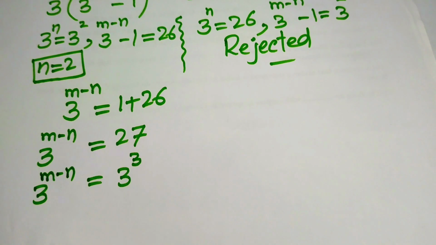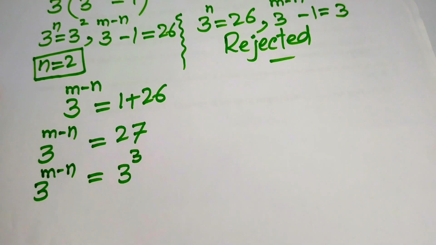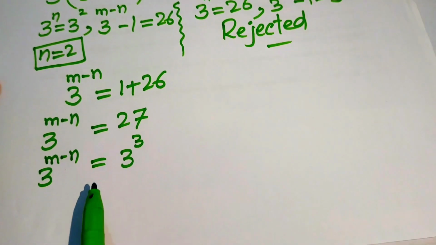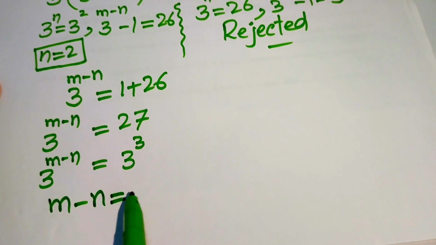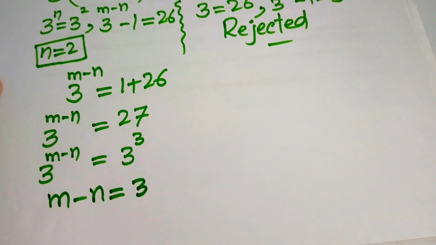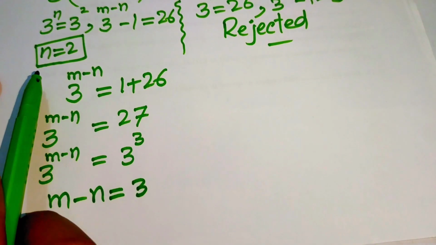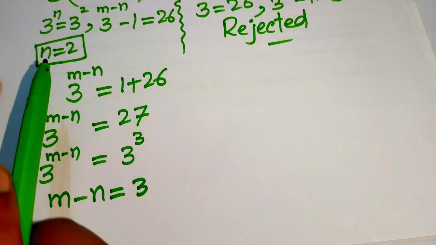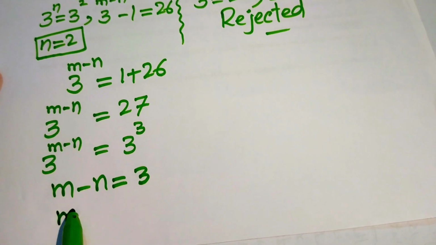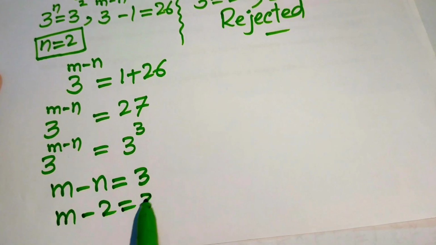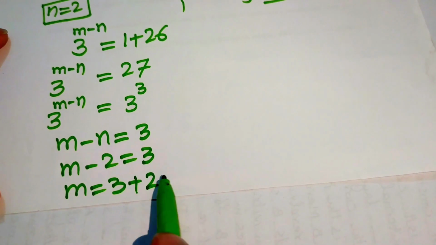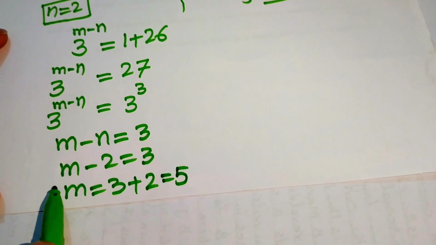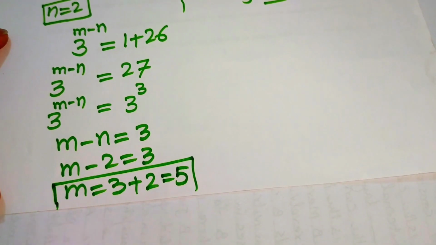Now you compare both sides, and you see that the bases are the same, so we again equate the exponents, and they are m minus n equals 3. But we already found the value of n, which is 2, so we substitute this value here and we get m minus 2 equals 3. We move this minus 2 to the right hand side, and it becomes m equals 3 plus 2, and 3 plus 2 equals 5. So this is the value of m.